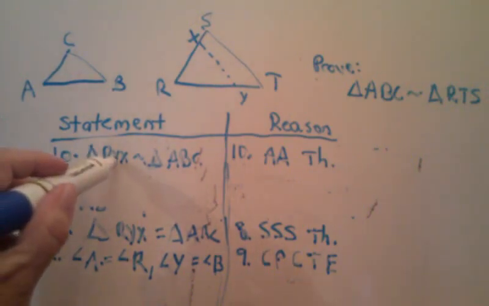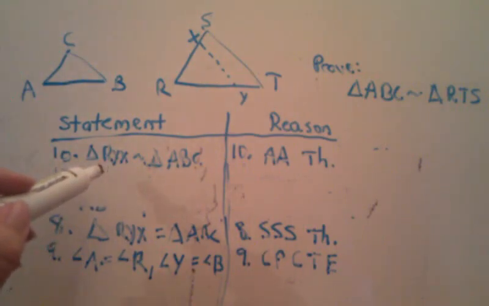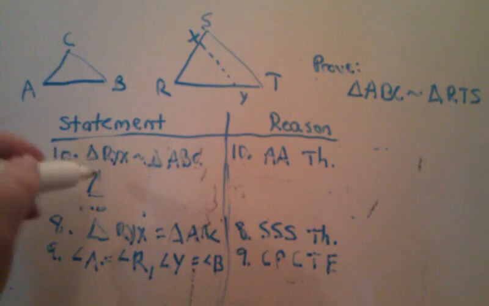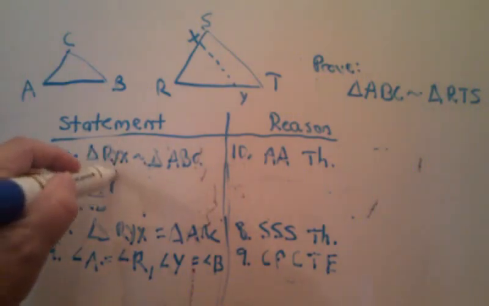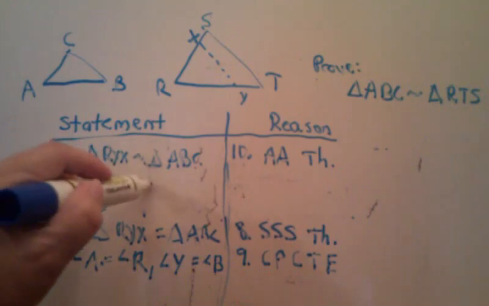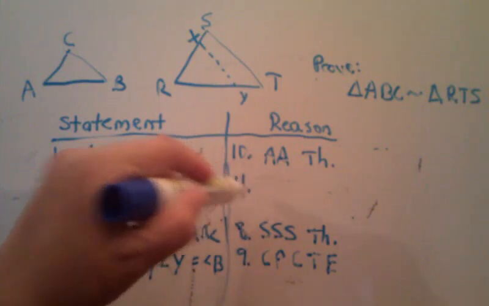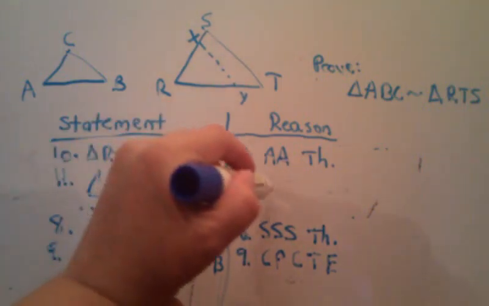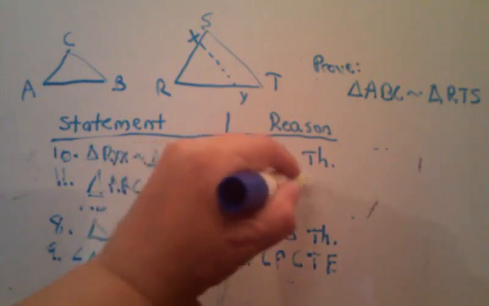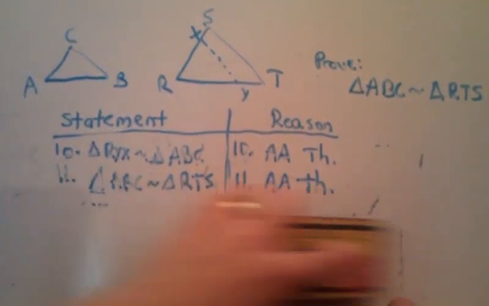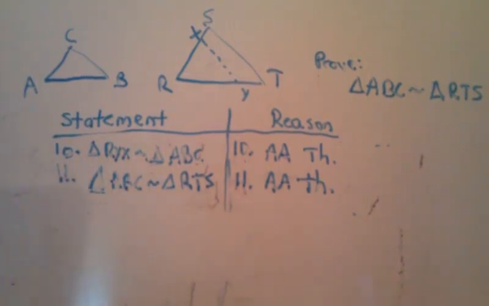So instead of, I'm going to say triangle ABC, I'm going to put it first. It's similar to triangle RTS. And this is the AA theorem. Okay. And we probably could have done it in less steps than they did.